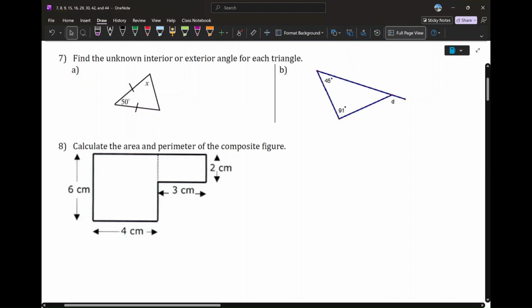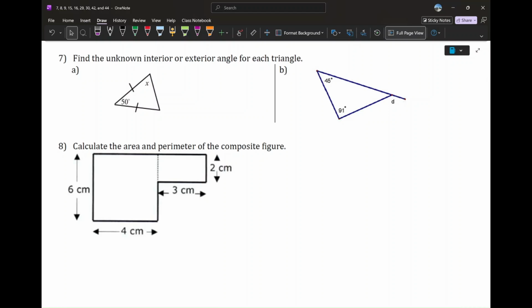Grade 9s, I know you guys are all studying really hard on your exams. I thought it'd be helpful to answer some questions from the exam review. And here are some questions that we're going to go through.